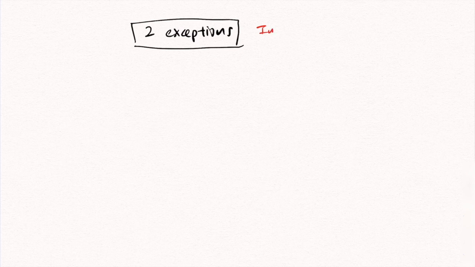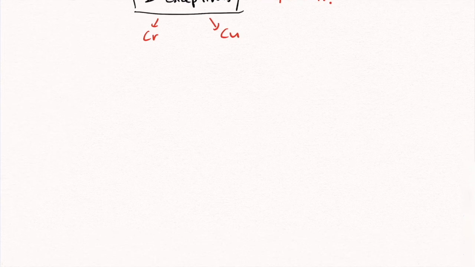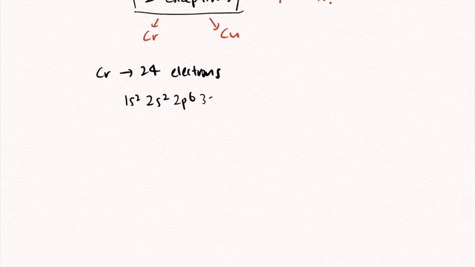However, we need to note that there are 2 exceptions to this method that we need to know. This is important as this is something that is commonly tested in the A levels. The 2 exceptions will be the electronic configuration of chromium and copper. So, for chromium, which has 24 electrons, when we fill up the orbitals, we will get the electronic configuration as follows: 1s2, 2s2, 2p6, 3s2, 3p6, 3d4, 4s2.